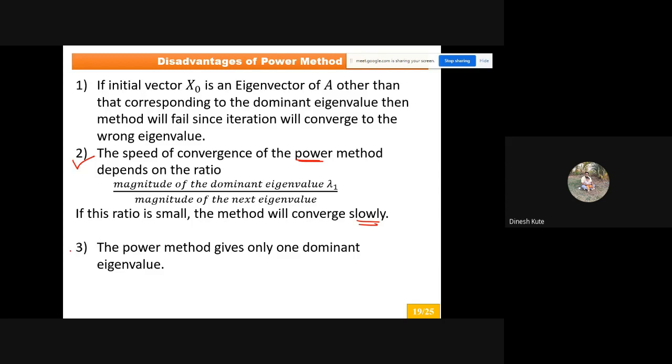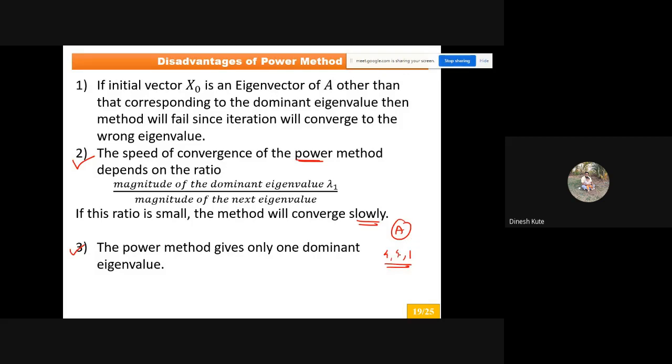Now the third case: this power method gives only one dominant eigenvalue. For example, we cannot apply this method for eigenvalues like 4, 4, 1. So here matrix A, 3 by 3, has the eigenvalues 4, 4, 1.